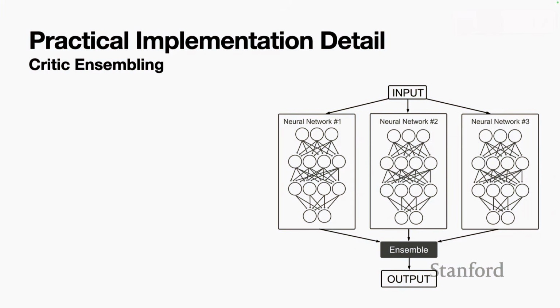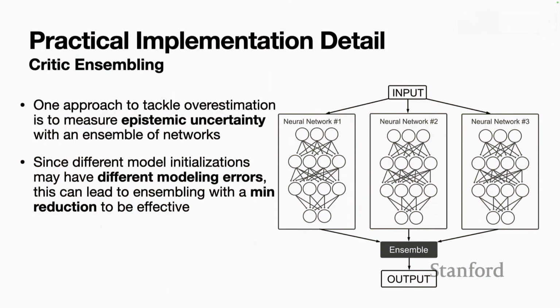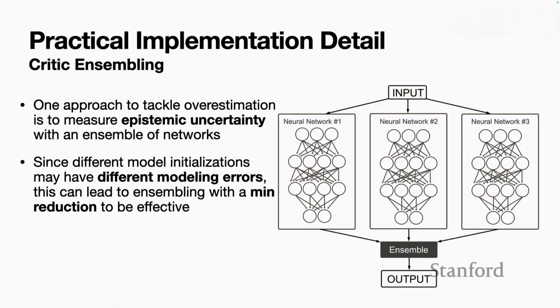And one approach that people have taken is this notion of critic ensembling, where we want to estimate the epistemic uncertainty of our Q function using an ensemble of networks. And we can then use all of these networks and minimize over the ensemble to get an underestimate of what the Q value should be. The reason that this works is that when you initialize your networks, they're initialized in different ways, and the errors that they will get across states are also going to be very different. So you can reduce the uncertainty or remove these modeling errors by ensembling and then doing something like a min reduction over all of them.